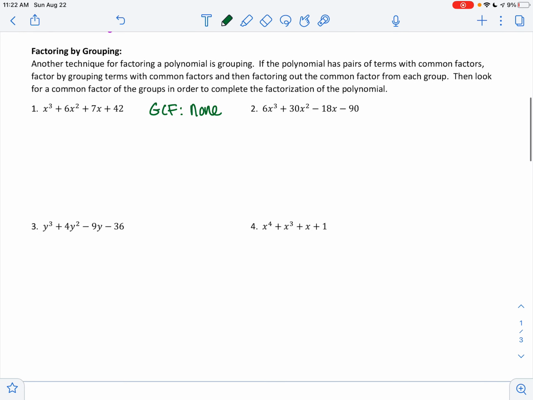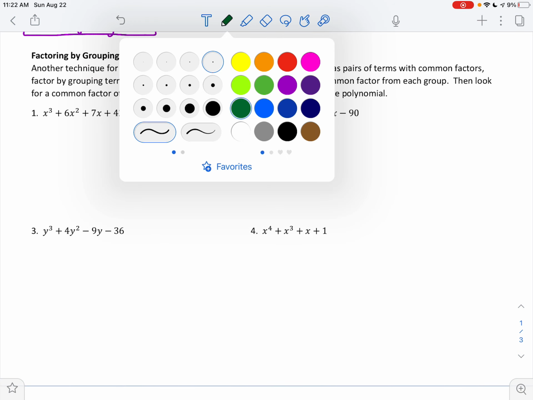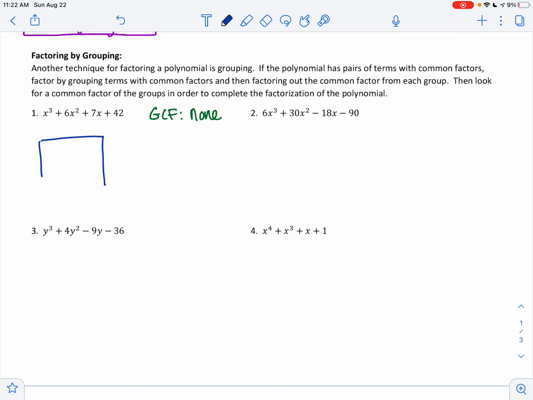So on example 1 for factoring by grouping, I do not have a GCF. So I am going to go straight to my area model. Now, there is just one difference when you have 4 terms as opposed to when you only have 3 terms. Here, I have 4 terms and 4 boxes. So we are just going to put each one of those 4 terms in a box. So I'm going to have x cubed, then I'm going to put the second term in the second box, the third term in the third box, and the fourth term in the fourth box.